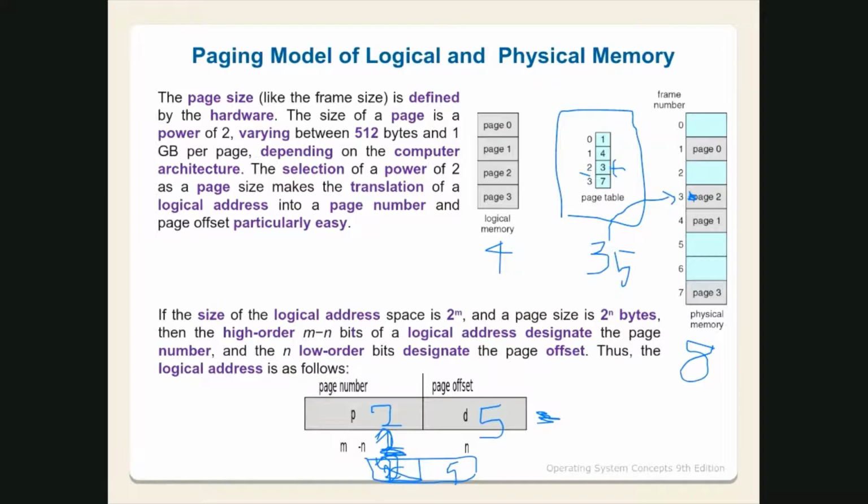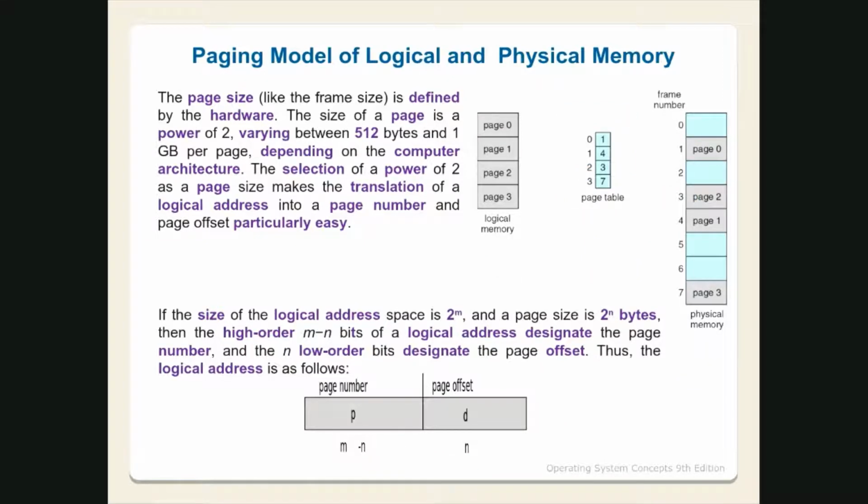So this is the way you are going to convert or translate your logical address to the physical address. Can you see here? Page 2 means go to the page table. The 2 contains the frame number. 3 is the corresponding frame number. So this frame 3 contains page 2.